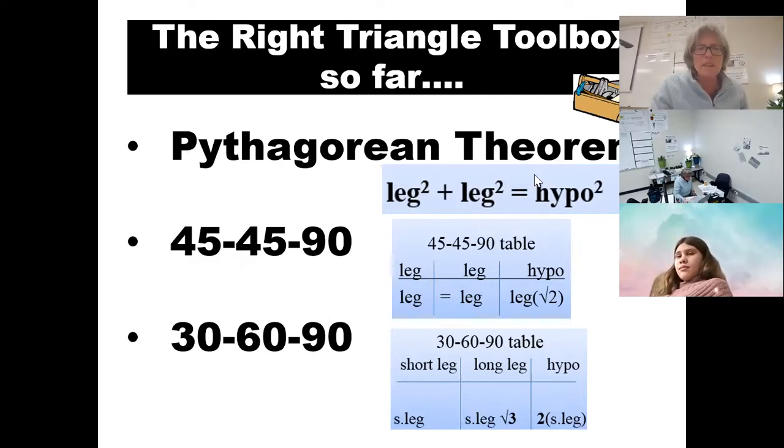So the question is this: what happens when your triangle has an angle like 42? Now what? That's where today's lesson comes in.